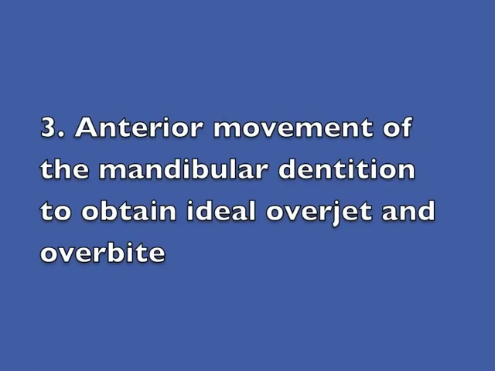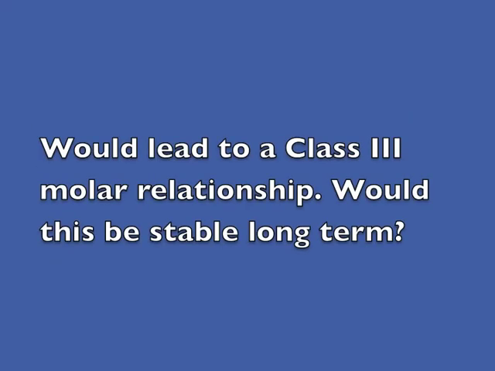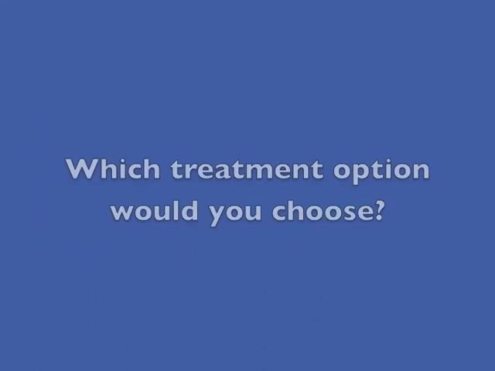And we have option number 3, anterior movement of the entire mandibular dentition to obtain an ideal overjet and overbite relationship. This plan would lead to a Class 3 molar relationship post-treatment. Just how stable would this newly acquired relationship be long-term? Which one of these treatment options would you choose?